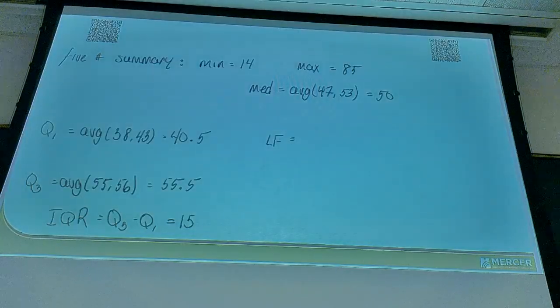Lower fence. Q1 minus 1.5 times 15. Half of 15 is 7.5. Add that to 15, 22.5. It's 40.5 minus 22.5, so just 40 minus 22, which is what, 18?